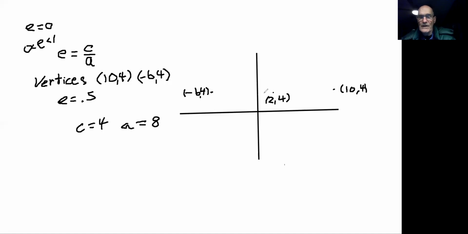So now I know that my foci are at, if I add 4 to 2, I get 6. So there's one of my foci, that's F1, we'll say, at 6 and 4. And the other, F2, here is at minus 2 and 4.